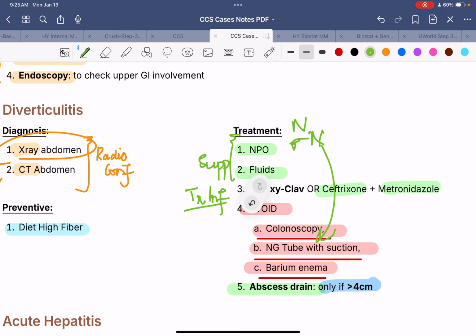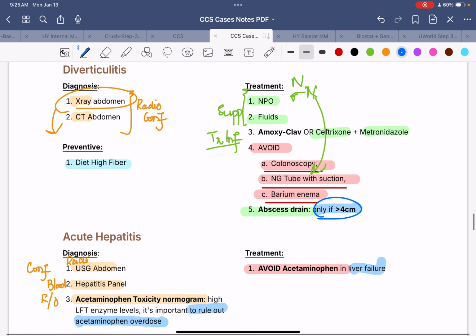And if the patient has, of course, signs and symptoms of fever, and you find out on CT scan that the acutely inflamed diverticula is actually an abscess and greater than 4 centimeters, then of course plan for the surgical drainage of the abscess as well.